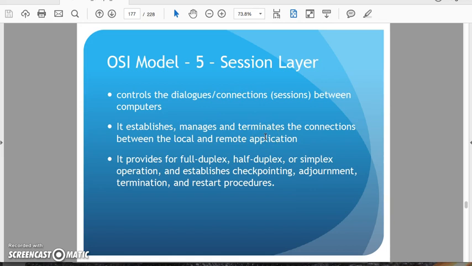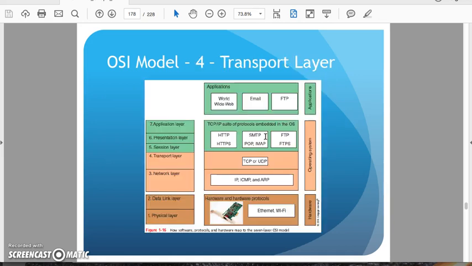Sometimes you go to open something in your browser and it says your session has been terminated. Yeah, you've been away too long. It could not keep that session open. You have to reconnect. That's what's going on with the session layer. All right, we'll come back in the next one and talk about layer 4.